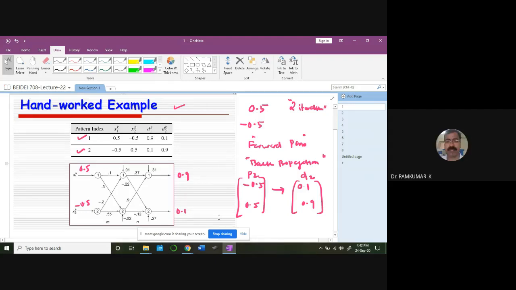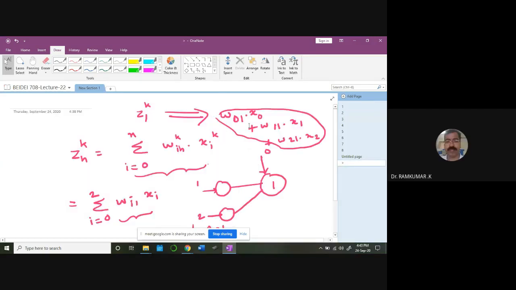Is it clear? The input we are seeing is only X1. We are working out for this neuron, hidden neuron 1. So for hidden neuron 1, this is the formula. Now I have given you this weight. What is this weight? Minus 0.1. X0 is 1 always, so this one is given. W11 is given. What is that?